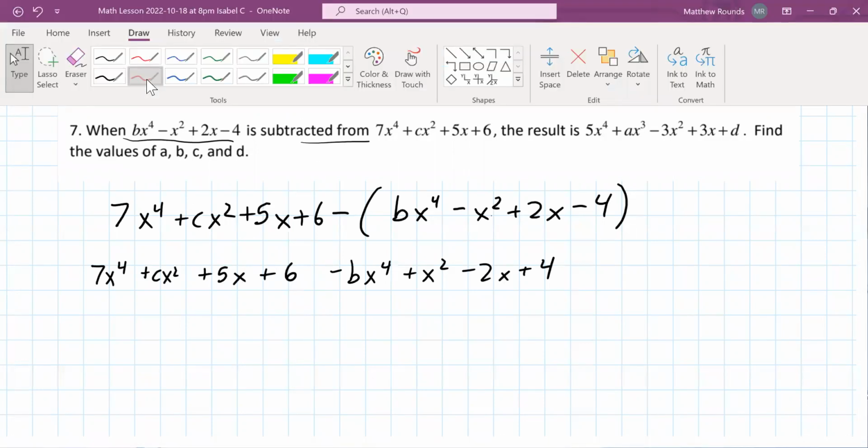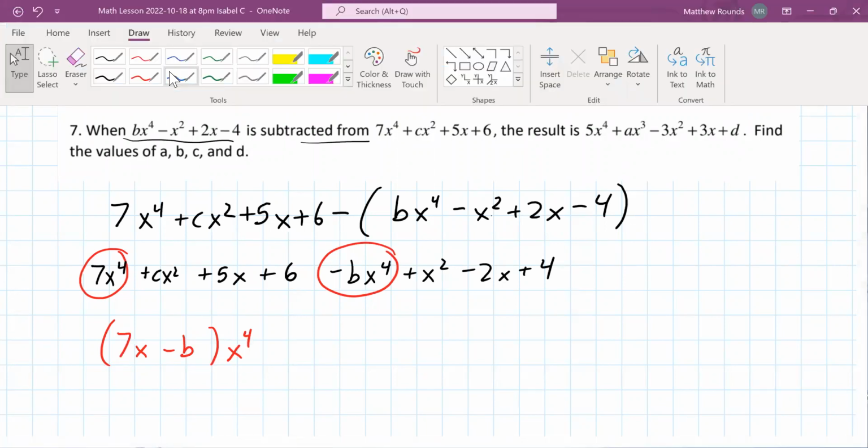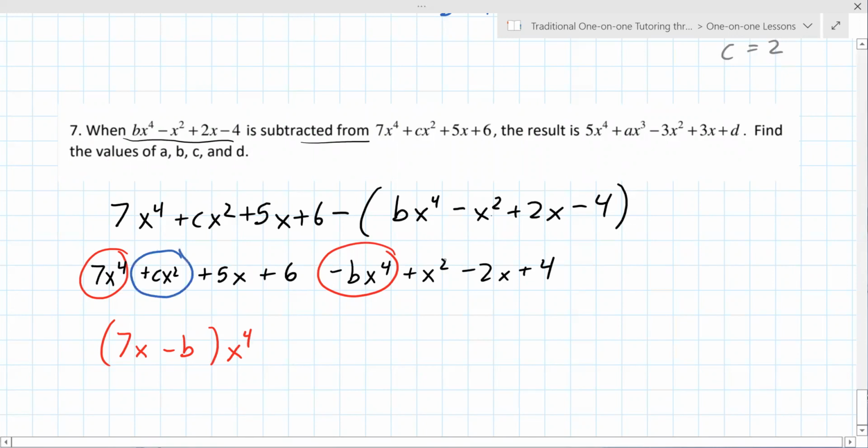Okay, so now we're ready to combine like terms, 7x to the fourth minus bx to the fourth. And this time I'm going to just do it in one step. It's 7x minus b times x to the fourth. Let me know if you need any clarification on that. No, I'm good. The next one is plus cx squared plus x squared. Now, what is the number in front of x squared that is not written? 1. So this becomes c plus 1 times x squared.